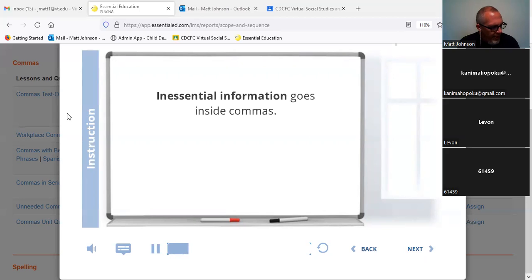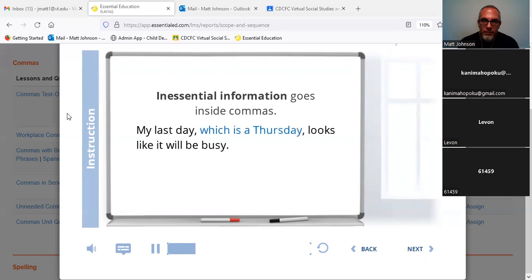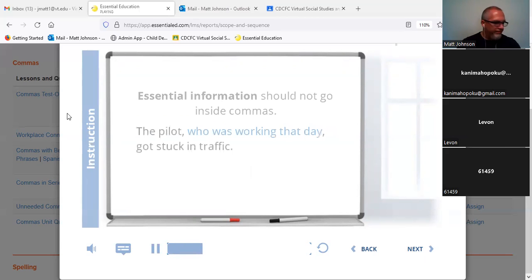One easy test is to take the word or phrase out of the sentence. Does it still make sense? Take a look at this example. My last day, which is a Thursday, looks like it will be busy. If you took out "which is a Thursday," the sentence would still make sense. Here's another example. The pilot, who was working that day, got stuck in traffic.